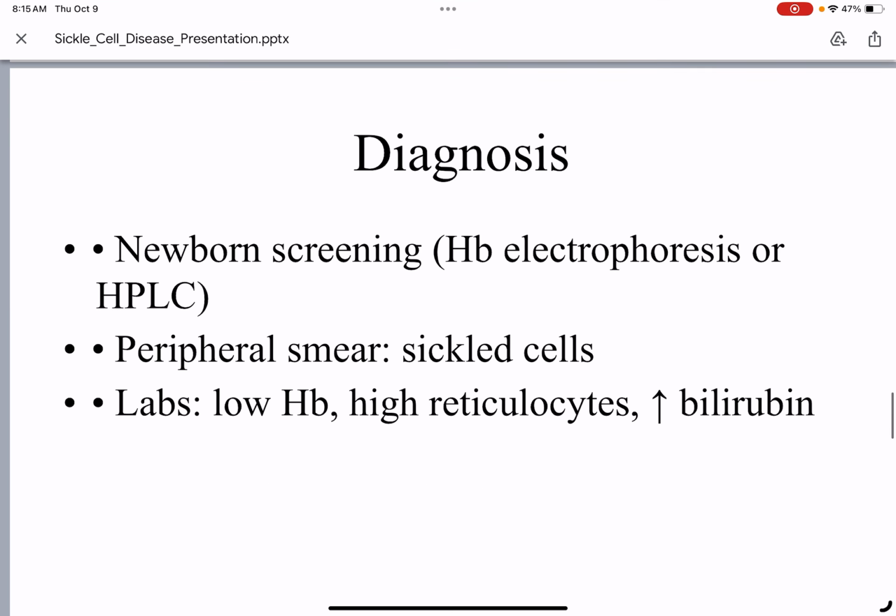In terms of diagnosis, it is imperative that we are able to identify and screen newborn babies. You can use hemoglobin electrophoresis. When you do a peripheral smear, you are likely to see these cells being sickled. That's what you're likely to see. Of course, you want to get your basic labs, right? And you are likely to see low hemoglobin, high reticulocytes, which could be an indication of hemolysis. And you can see an increase in bilirubin.